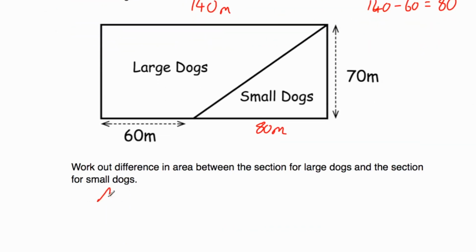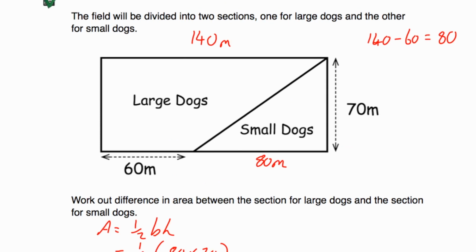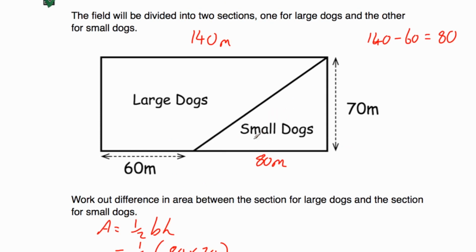So the area for a triangle is equal to half the base times the height. It's a calculator question, so I'm just going to do 80 times 70 and then divide by 2. So a half of 80 times 70. 80 times 70 is equal to 5,600, and then if we divide that by 2, that's 2,800 meters squared. So the area of this region for the small dogs is equal to 2,800 square meters. That's how much space the small dogs have.